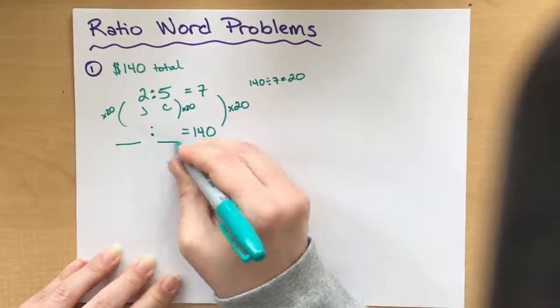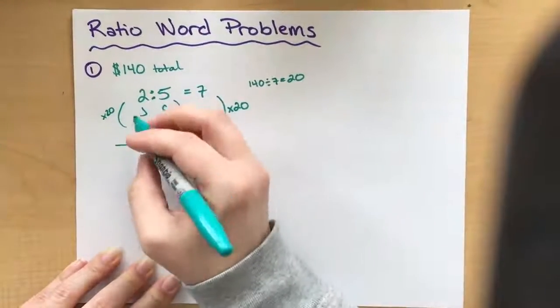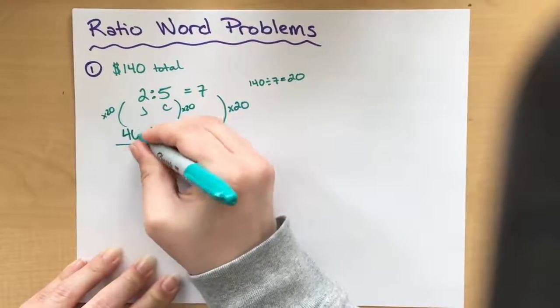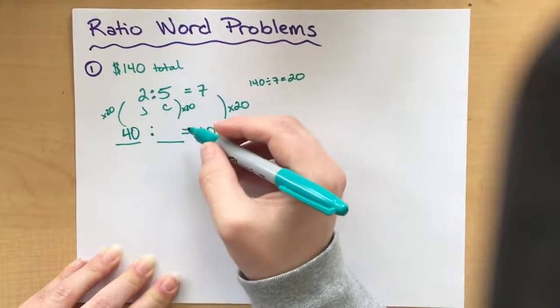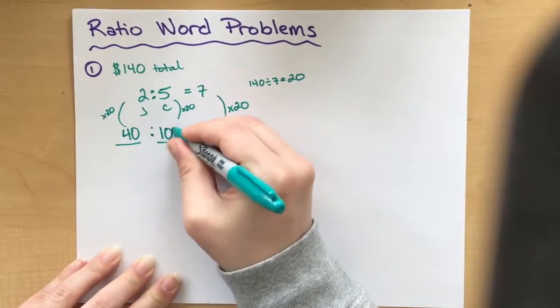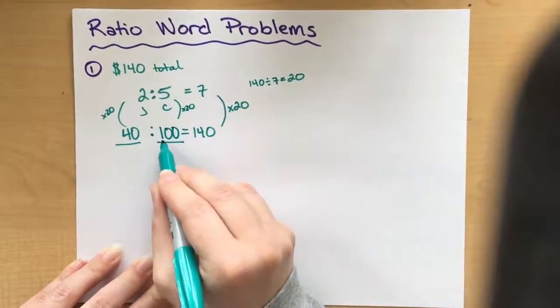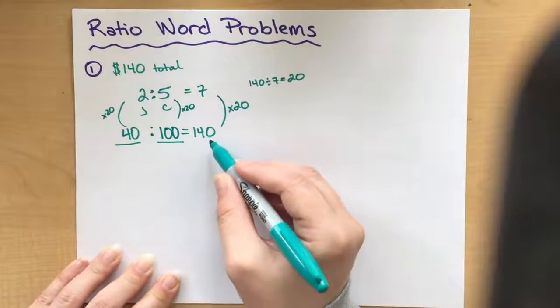And that's going to give me my two new parts. So 2 times 20 will be 40. 5 times 20 will be 100. And that makes sense, right? 40 plus 100 is going to equal $140 in total.